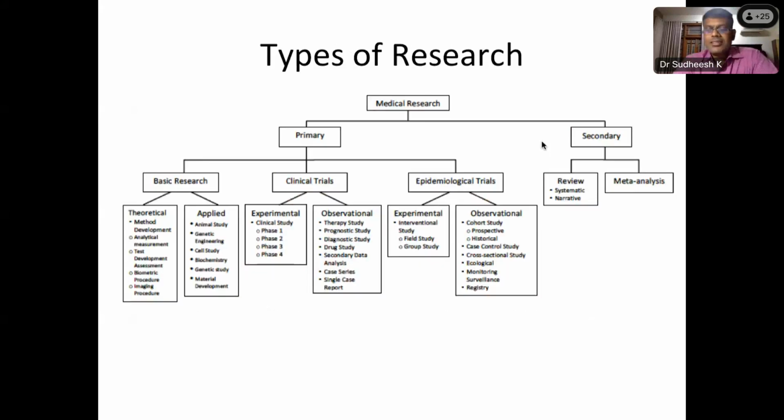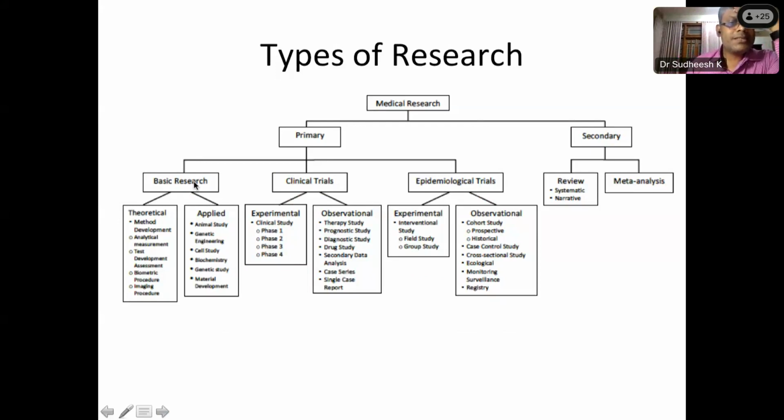Once you understand the concept of research, now what are the types of research? Right now, today I'm going to talk about only the medical research. So we have primary and secondary research. This is a little busy slide, but I hope you will be able to see. The primary research can be classified into some basic research.